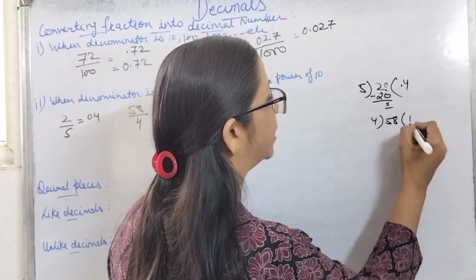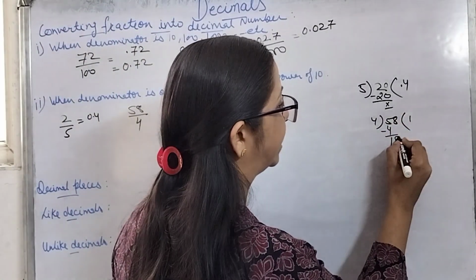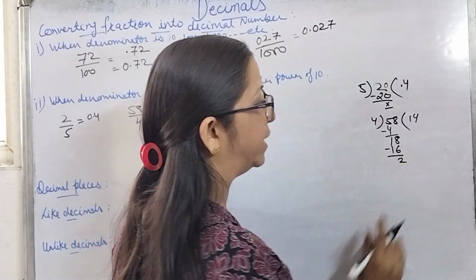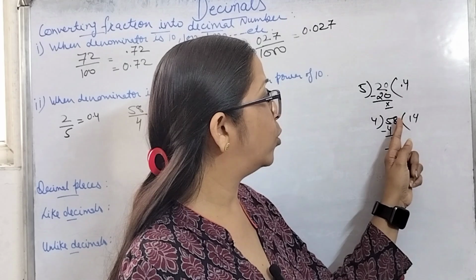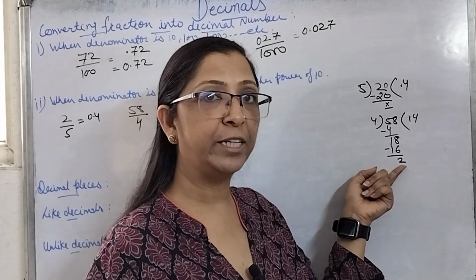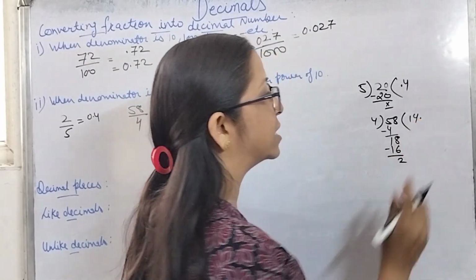Now 4 times 1 is 4. Subtracting it, we get 1. Then we take down 8. So 4 times 4 is 16. Subtracting it, the remainder will be 2. Now there is no other number left, but still the remainder is not 0. So we will keep the decimal here.